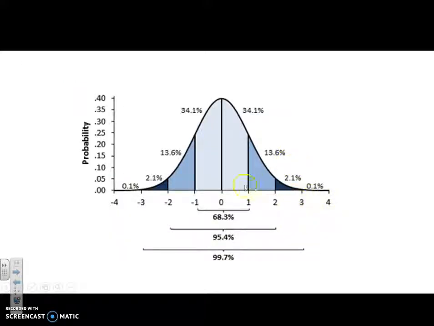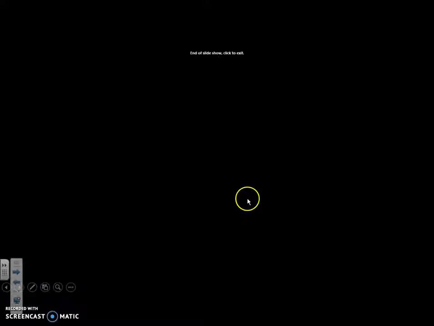Okay, so remember this, when you've got a set of data like this, you calculate a mean, 68% of the population will be within 1 standard deviation of the mean. Okay, and that's standard deviation.